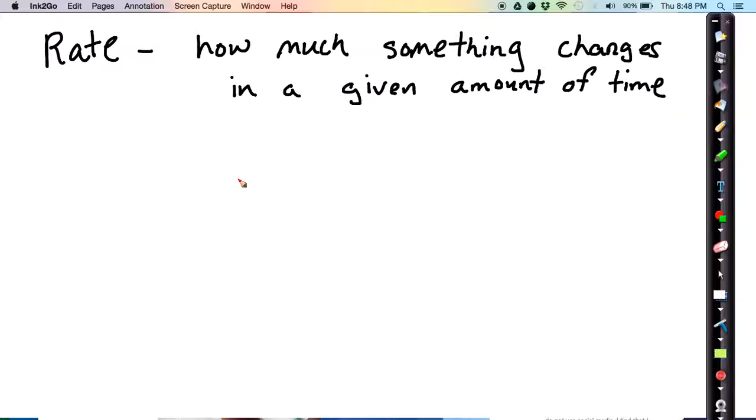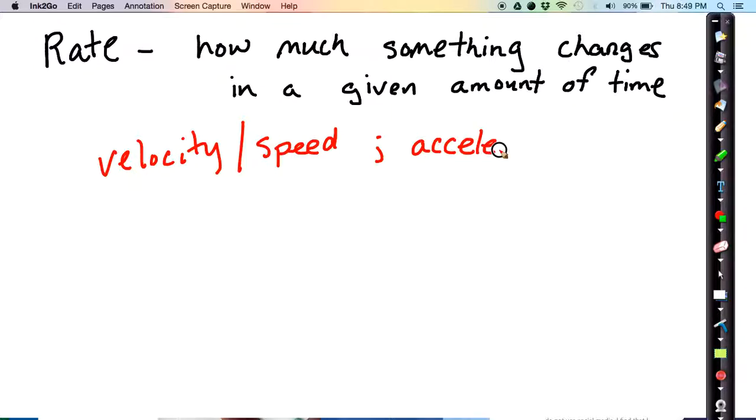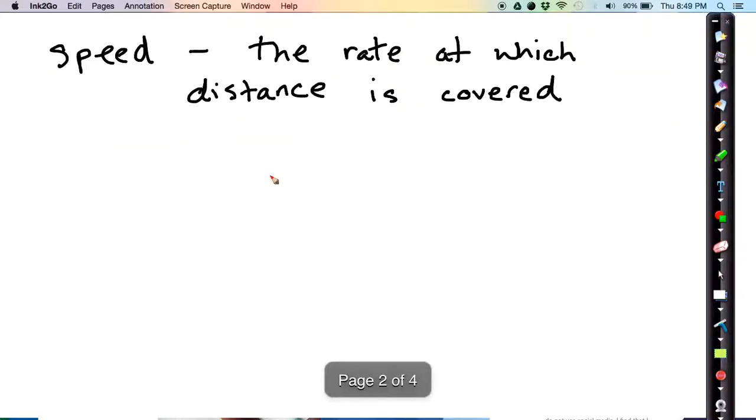In physics, we define a rate as how much something changes in a given amount of time. So common rates that you would be familiar with include velocity and speed, as well as acceleration. And these are the three rates that we're going to be considering today. So let's go ahead and get started with speed.